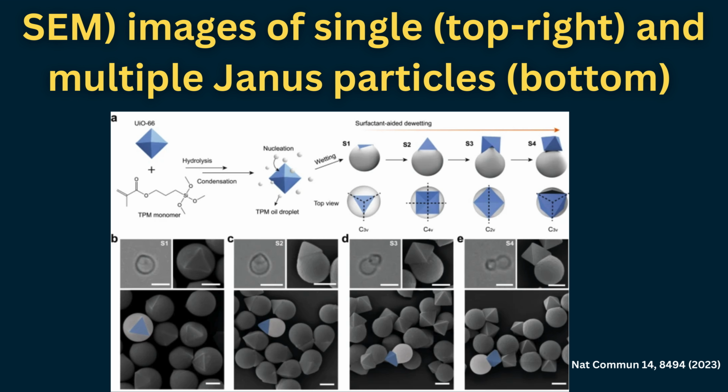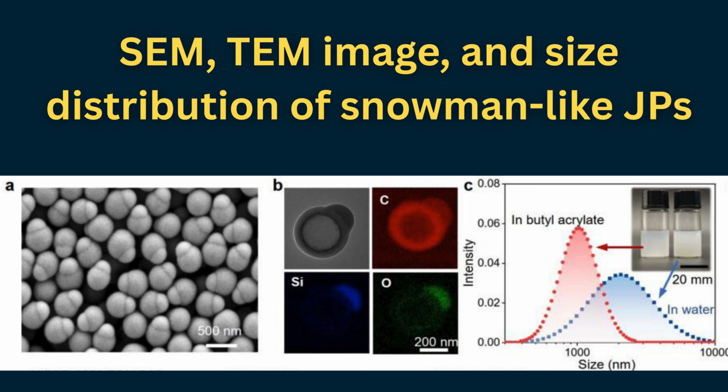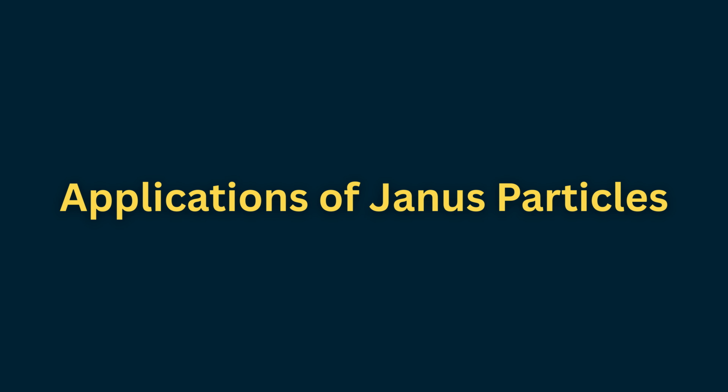Spectroscopic and surface techniques: X-ray photoelectron spectroscopy, XPS, for surface composition; Fourier transform infrared spectroscopy, FTIR, for chemical functionality; Raman spectroscopy for structural characterization. Interfacial and colloidal characterization: dynamic light scattering, DLS, for particle size distribution; zeta potential measurements for surface charge; contact angle measurements to evaluate amphiphilicity. These techniques collectively confirm the dual surface characteristics and functionality of JPs.